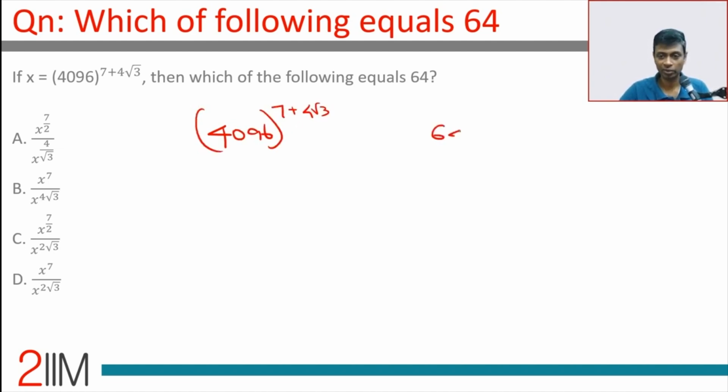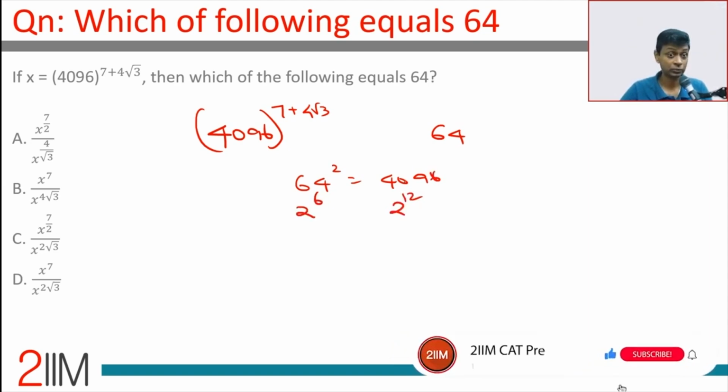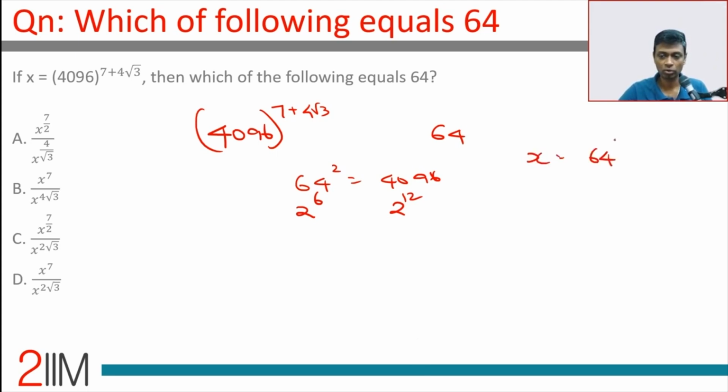Which of the following equals 64? Now there's a bunch of things where being numerically comfortable is very helpful. 64 square is 4096. This is 2 power 6. This is 2 power 12. That is helpful. So this square root idea is involved here somewhere. And so x can be written as 64 square whole power 7 plus 4 root 3. Wonderful. So that could be helpful.